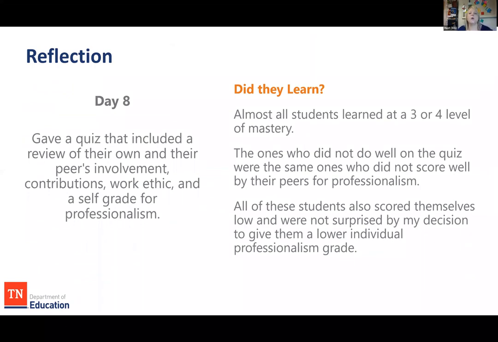All right, so I did add a day 8 as well partway through. It wasn't originally planned. And I gave a quiz and included a review of their own and their peers' involvement. So they were self-grading for professionalism. And what I found was a couple of things. Almost all students learned at a 3 or 4 level of mastery. That's a lot higher than typical. And then those who didn't do well on the quiz were the same ones who didn't score well on professionalism. Those students also know they weren't doing their part in the groups, and they scored themselves low.